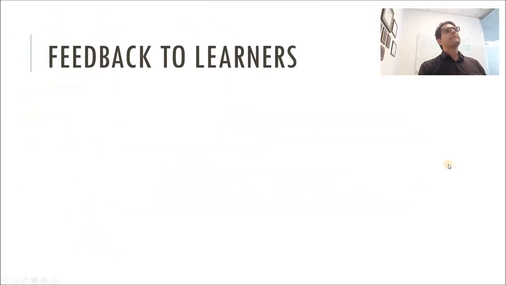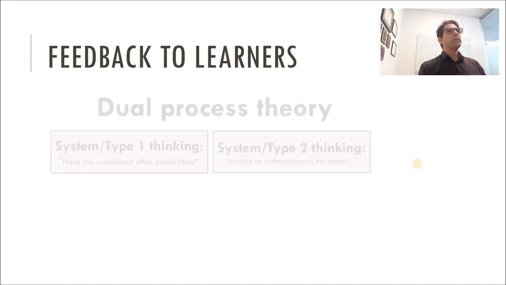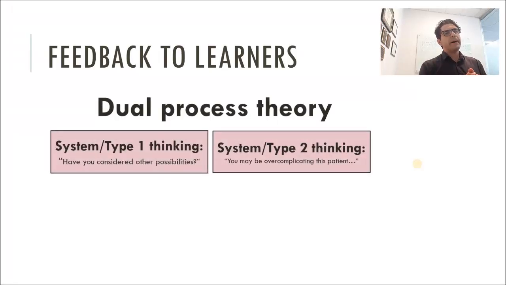So in the end, I want to just leave you with a couple thoughts about how you can use these theories to give feedback to learners. Dual process theory is very helpful for thinking about how we think. When learners jump to some sort of an intuitive answer, you might say, hey, have you considered some other possibilities? Maybe your system one reasoning is a little bit too active here, and you should engage system two and think about this a little more carefully.